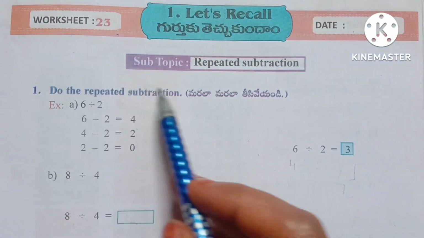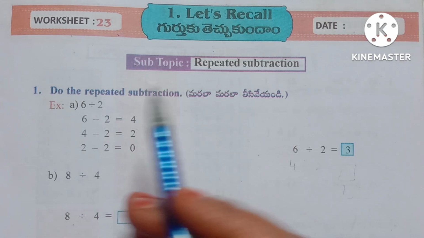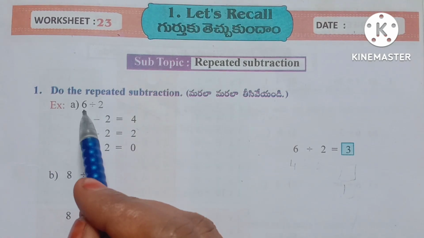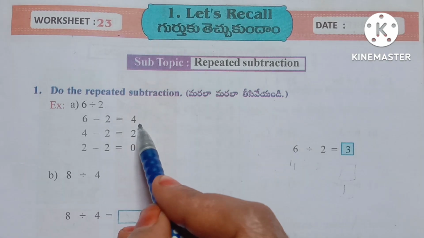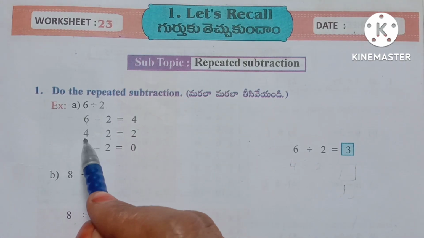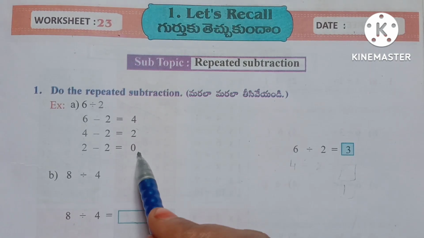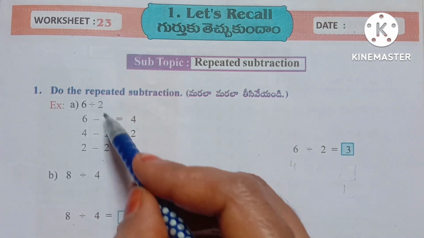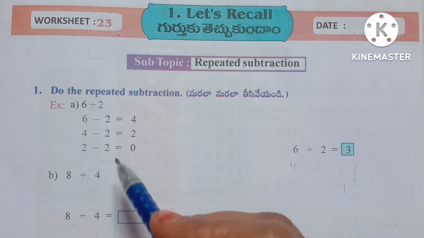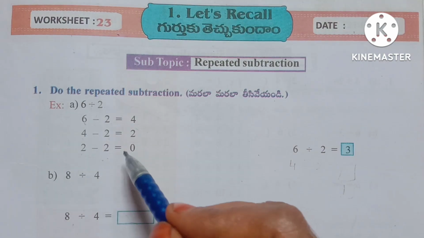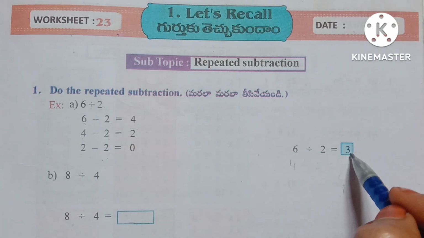Next, worksheet number 23, subtopic repeated subtraction. First one, do the repeated subtraction. Here given example, 6 divided by 2. Here 2 subtracted from 6 we get 4. Again 2 subtracted from 4 we get 2. Again 2 subtract from 2 we get 0. Here 2 is subtracted 3 times, 1, 2, 3 times from 6. So it is called repeated subtraction. It is also known as division.